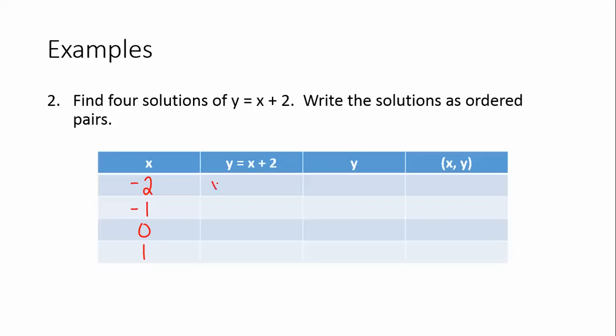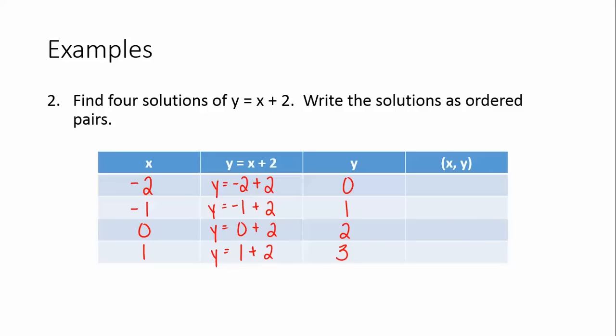So again, we're plugging those values in for x. -2 plus 2. -1 plus 2. 0 plus 2. And 1 plus 2. And then in order to find y, we just need to compute. So -2 plus 2 is 0. -1 plus 2 is 1. 0 plus 2 is 2. And 1 plus 2 is 3.